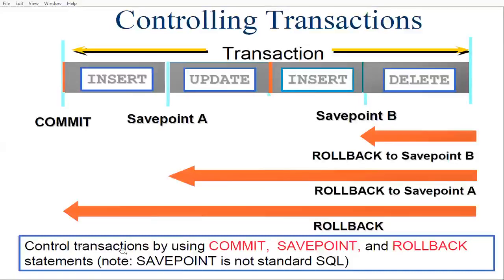To control a transaction, you can use commit, save point, and rollback. These are the three commands you can use to control the transaction. Save point is not standard SQL, so not all database management systems provide it. It is vendor specific. This particular command is not part of the standard SQL specification; it is one of the additional features of SQL. So you can use this particular command, save point.